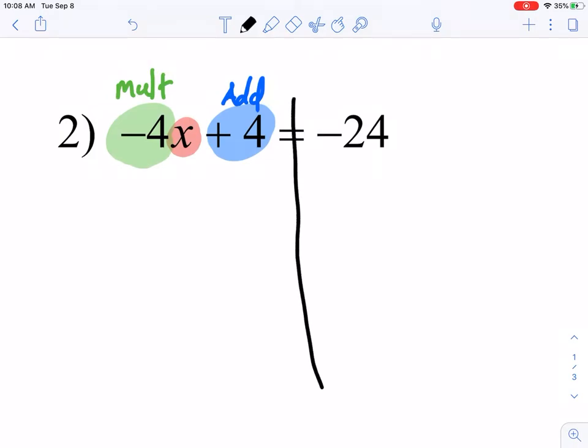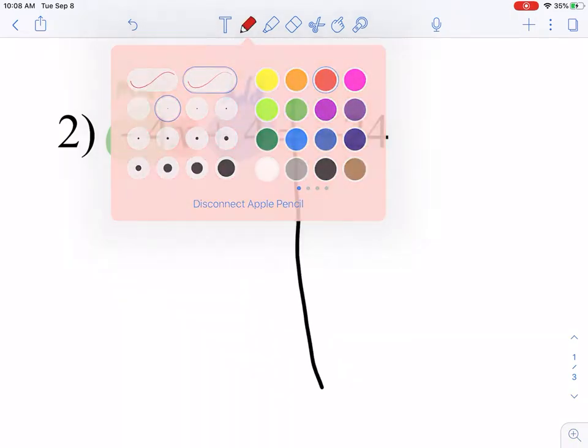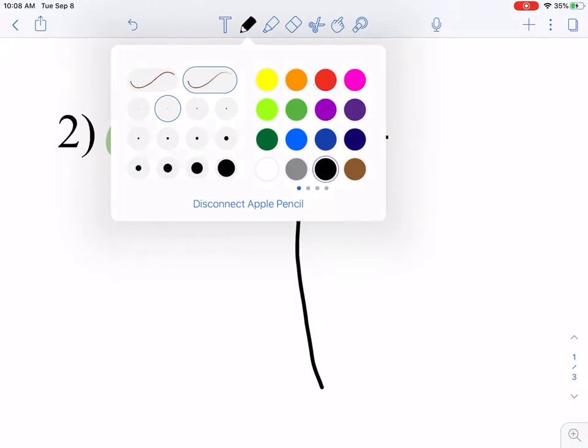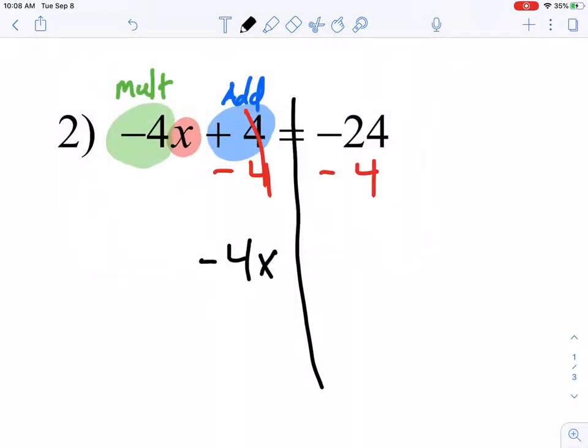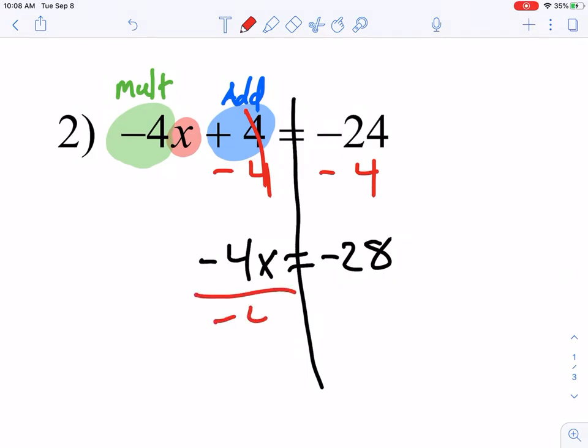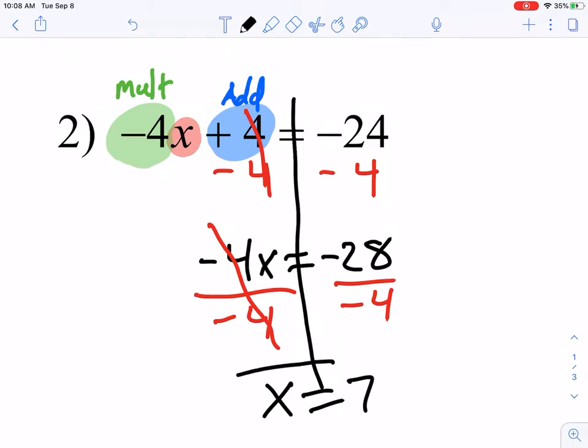So in this case, I'm going to get rid of that plus 4, and I get rid of a plus 4 by doing the opposite. So I'm subtracting 4 from both sides. Those cancel each other out, so that negative 4x, that's what I had in green and red, equals negative 28. Signs were the same. Add them and keep the sign. Now to get x by itself, I need to divide both sides by negative 4. Negative 4 was multiplying with x, so I am dividing it. Those cancel each other out to give us 1x is equal to negative 28 divided by negative 4, which is a positive 7.